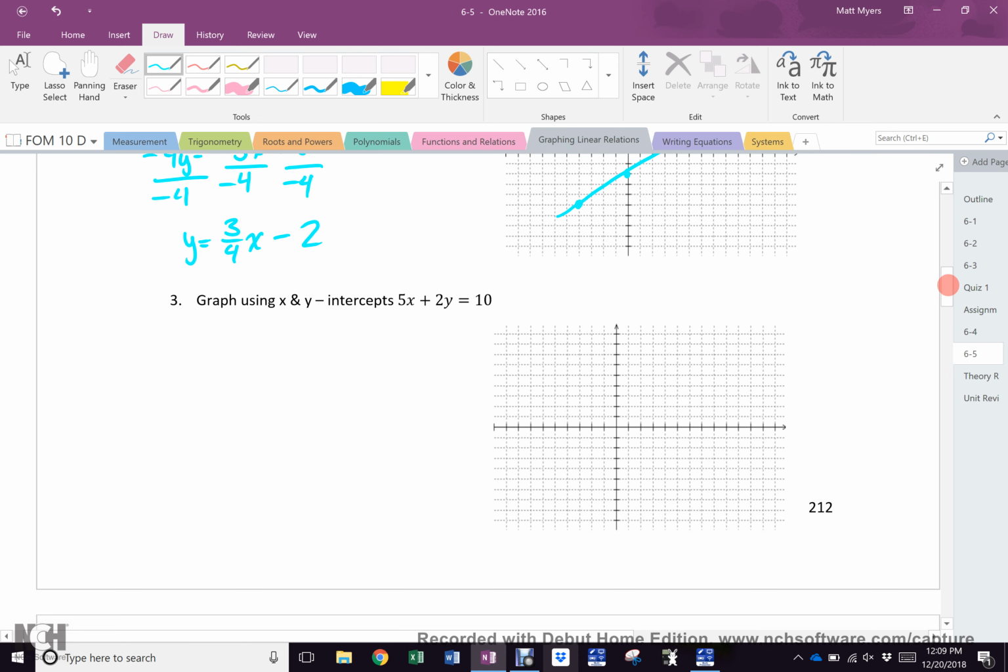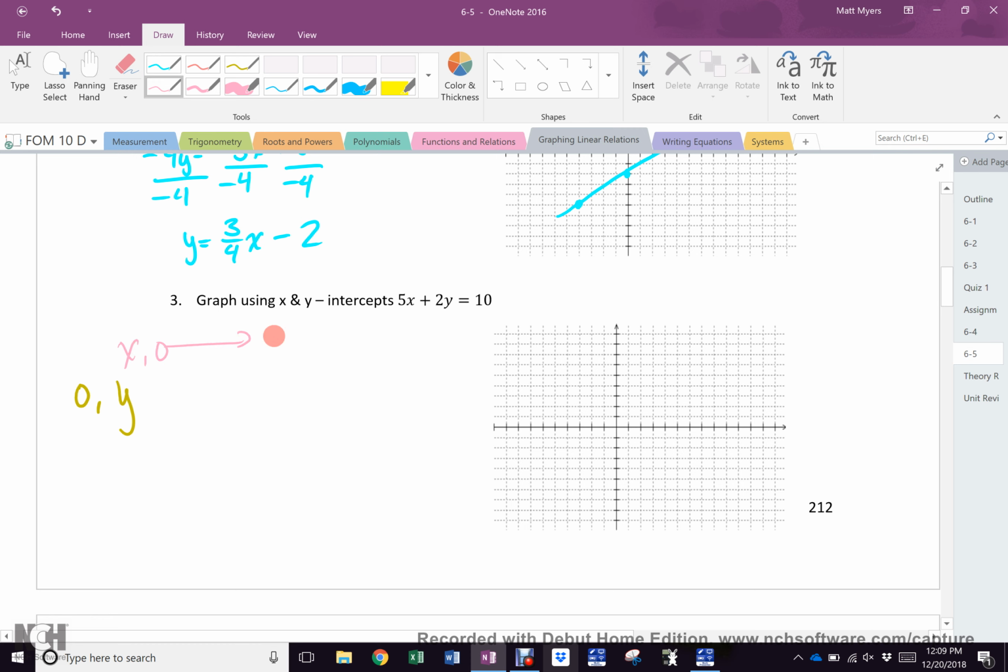What am I doing with number 3? You take away 5x if you want to get the y value. Absolutely right. I want the x-intercept, so just do 2y, and I want the y-intercept. The x-intercept is x, 0. The y-intercept is 0, y. What disappears here, the y or the x? The y, because y is 0.